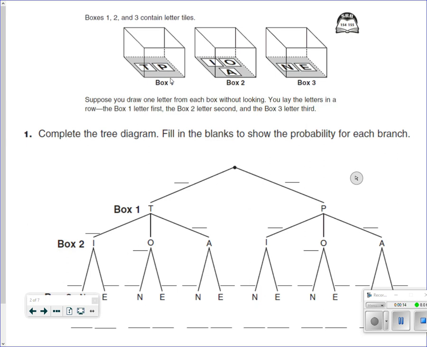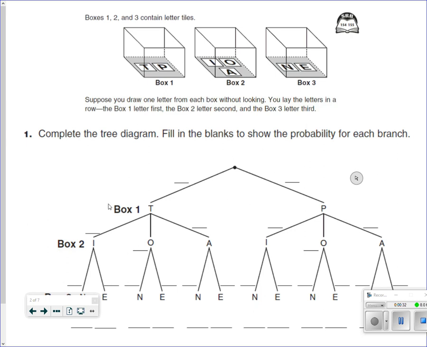We've got three boxes: box 1, box 2, and box 3. Suppose you draw one letter from each box without looking. You lay the letters in a row, the box 1 letter first, the box 2 letter second, and the box 3 letter third. Complete the tree diagram, and fill in the blanks to show the probability for each branch.